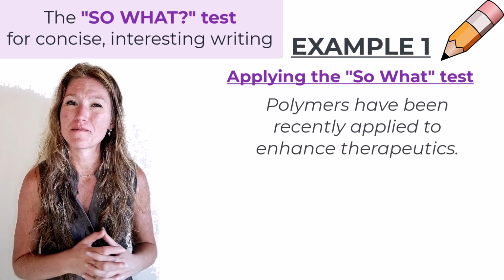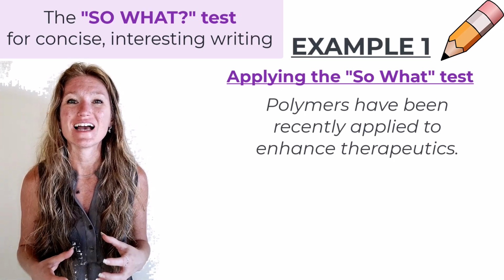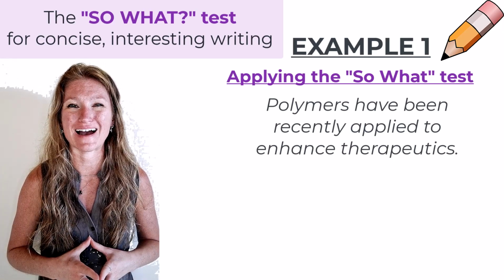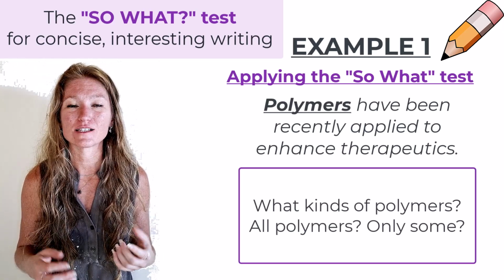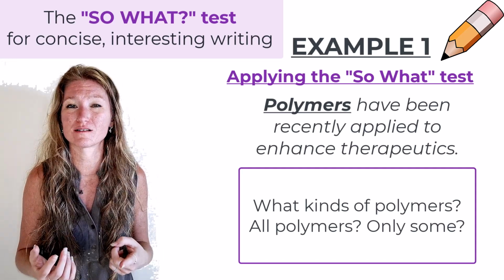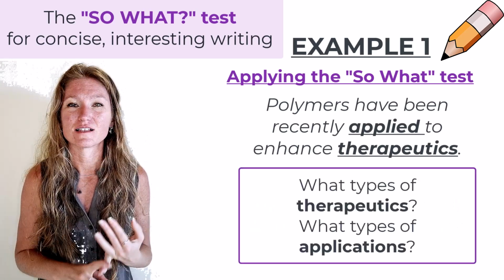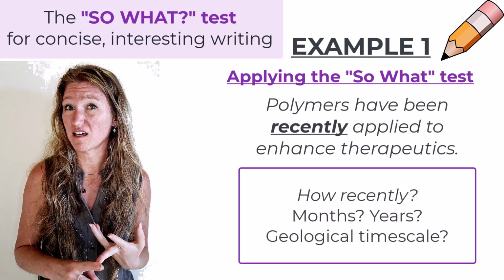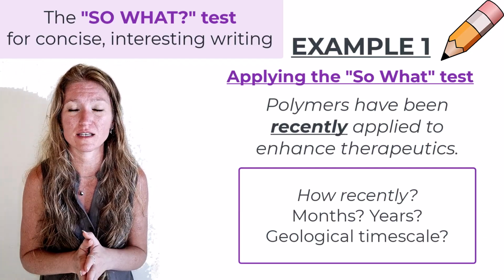To figure out how we might fix this sentence, let's dig a little deeper into the individual words we're using here, seeing which ones are understandable, which ones are not adding value, and where we might add a little context for our audience. Right off the bat, what kinds of polymers? All polymers, some polymers? What types of therapeutics? What types of applications? Let's also look at the word recently. How recently? In the past months, years, decades? Is this very new, somewhat new, or only recent on the time scale of the Earth?